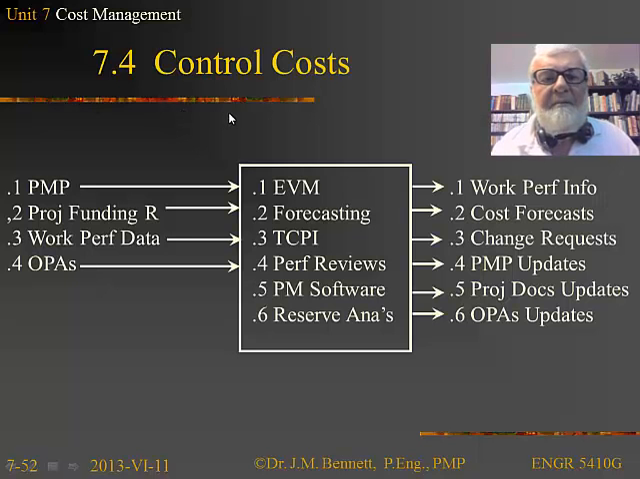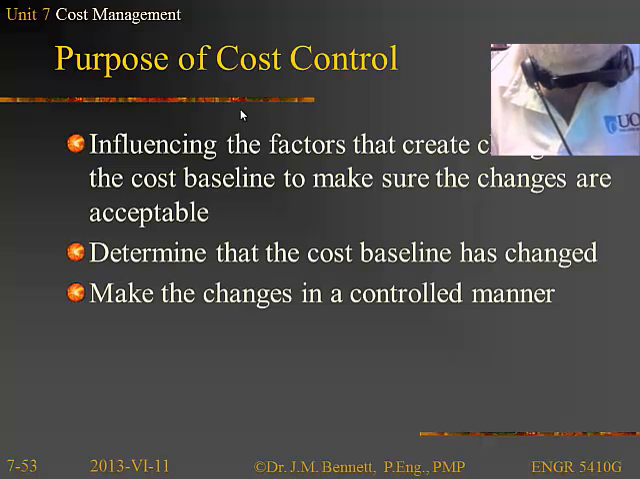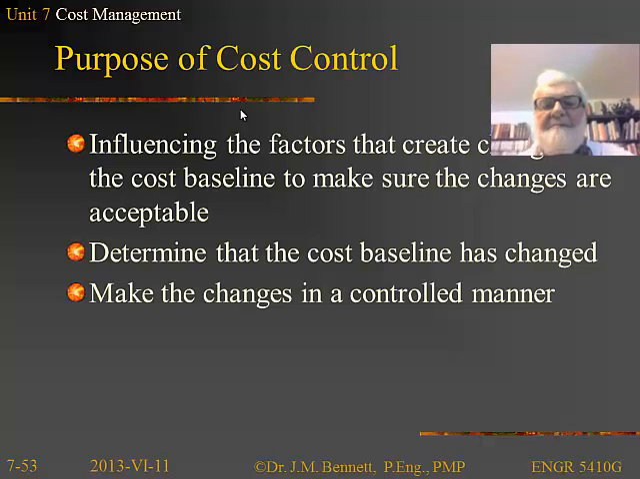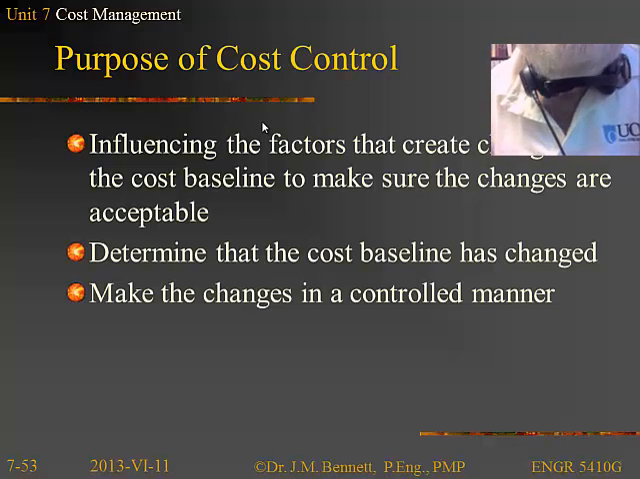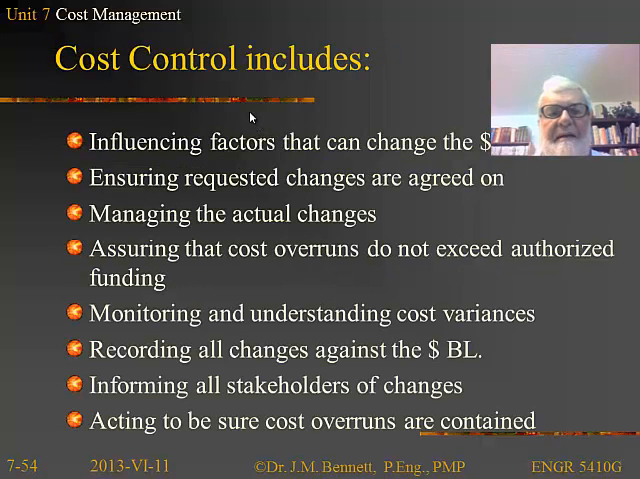Okay, the final component of Unit 7 is control costs. Here, the main thing we want to talk about is doing the earned value management. So let's take a look at that. The purpose of cost control is to make sure that we keep the cost baseline under control and that we do what we say we're going to do in terms of spending money. And if the cost baseline changes, then we have to make sure that we change the budget plan accordingly, and we do it in a controlled manner.